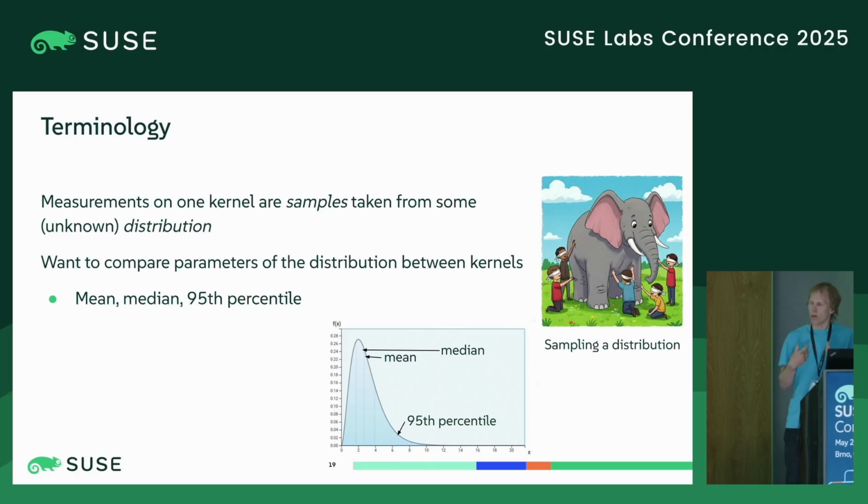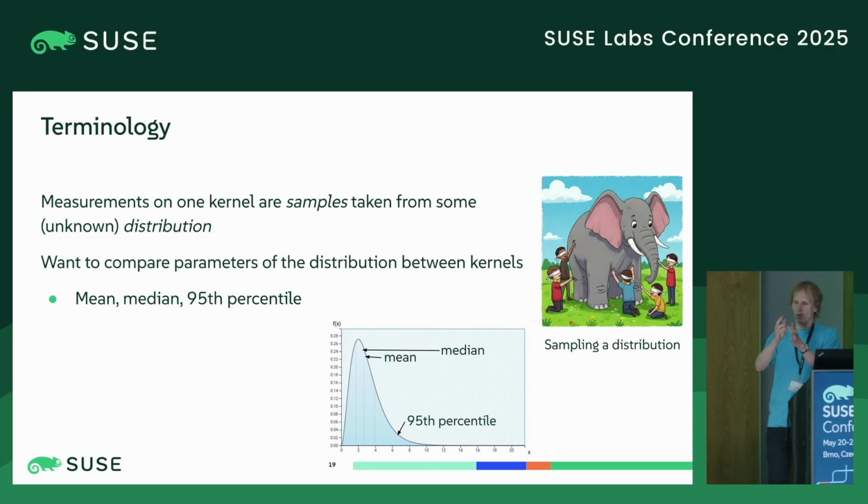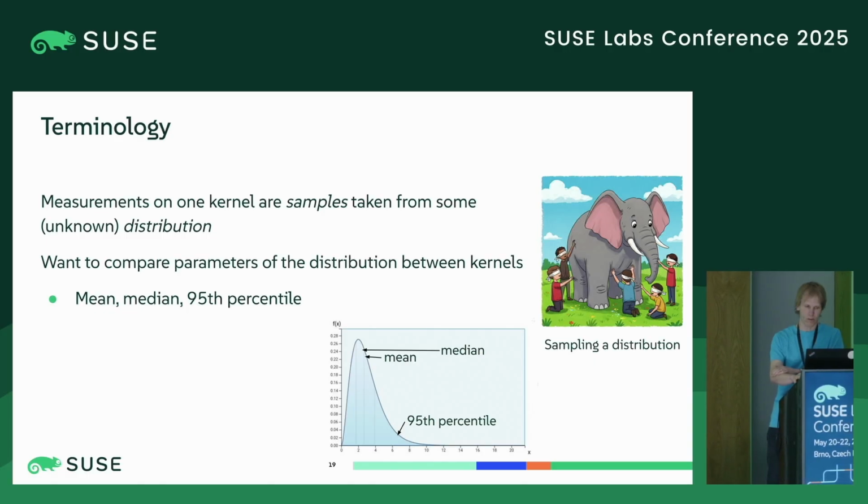And so, we have these samples which are drawn for one kernel. We have samples which are drawn for the other kernel, from some random distribution. And basically, we are interested whether the means of the distributions are different or not. That shows whether the kernel regressed or not.